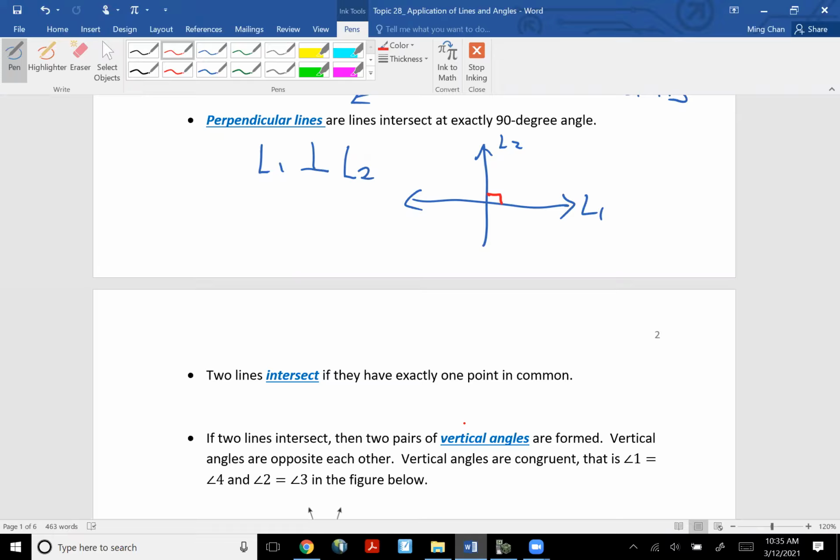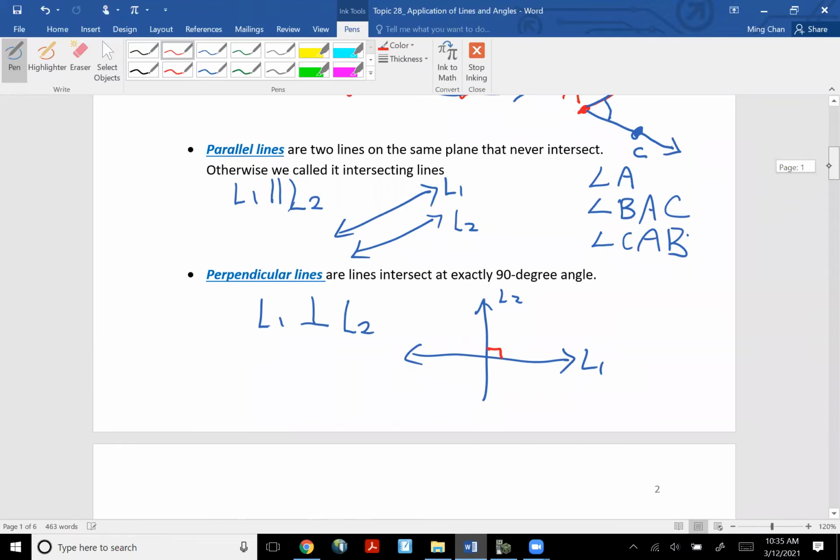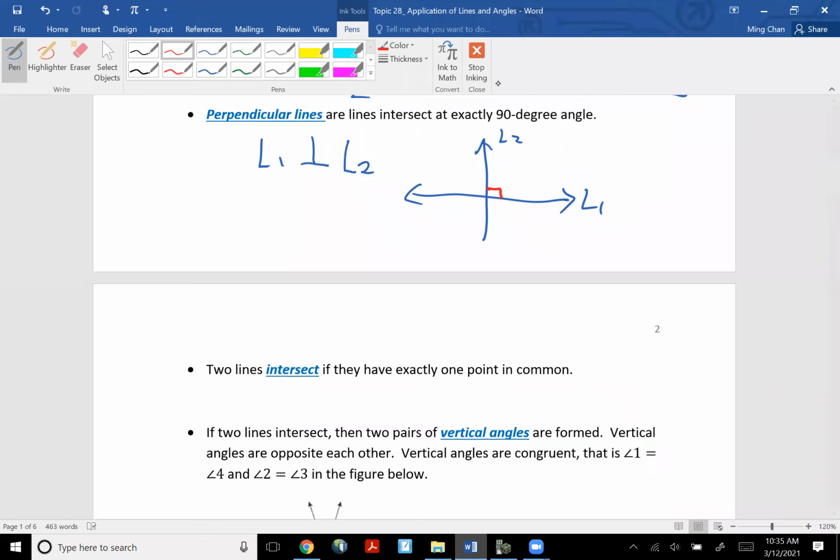Here I just want you to know that two intersecting lines will always intersect at one common point. Parallel lines never intersect. Perpendicular lines will always intersect at 90-degree angles.